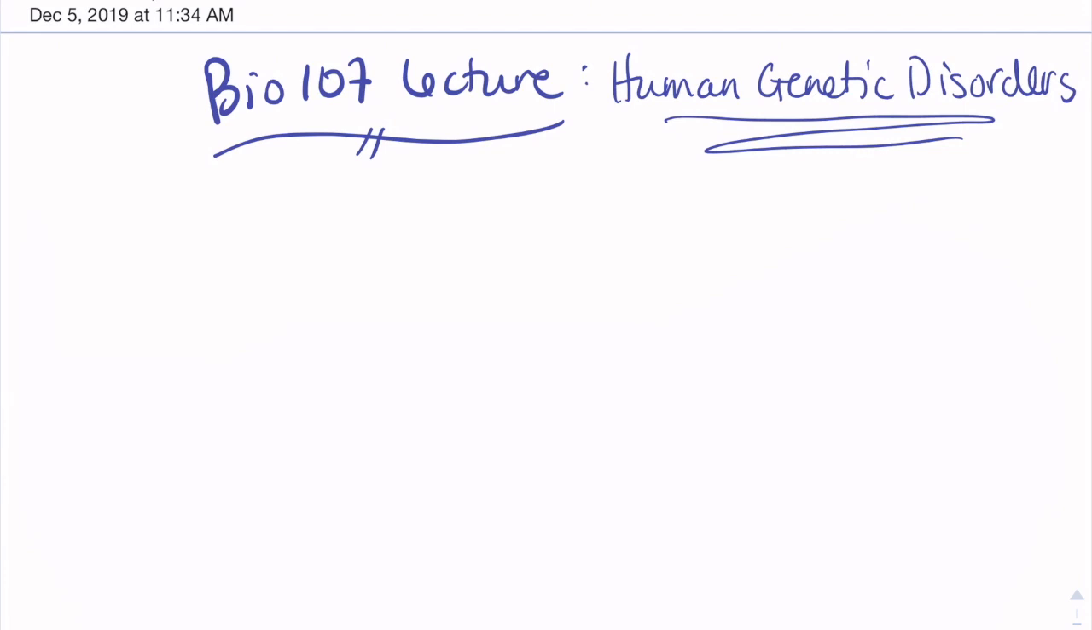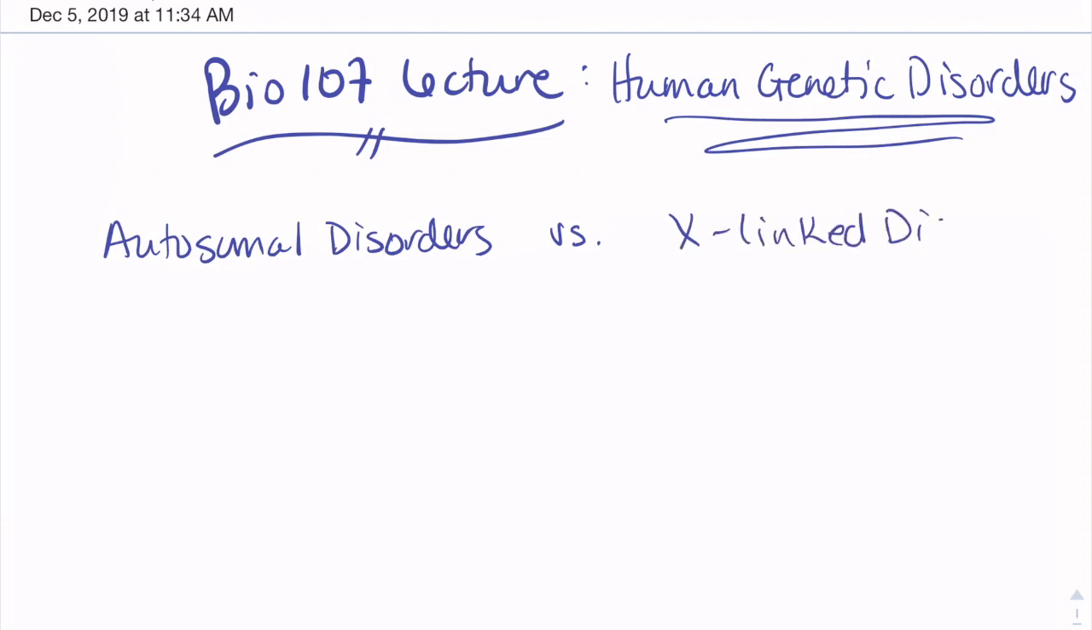You basically have what we call autosomal disorders versus what we call X-linked disorders. Now, as you may or may not remember, an autosome is a chromosome that is not a sex chromosome. So it's one of the numbered chromosomes. So autosomal disorders are caused by a faulty allele that is on a numbered chromosome.